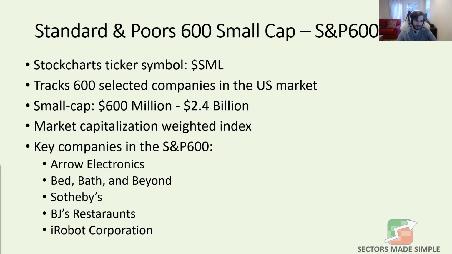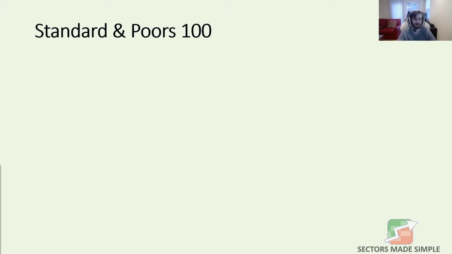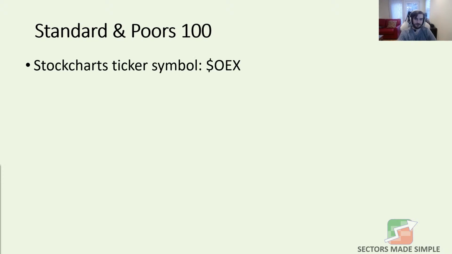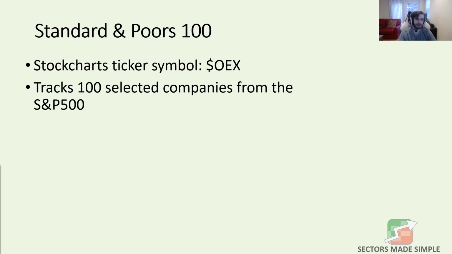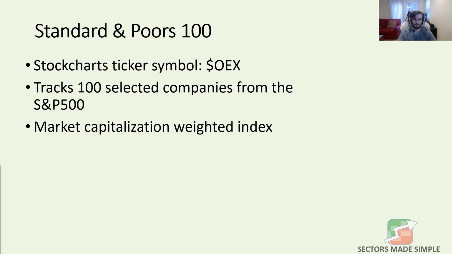Now, before we go beyond these main markets and these larger indices, we talked about the Nasdaq 100. I do want to mention the S&P 100. It's not as commonly looked at, but it is still important, and I'll show you why in one moment. For this one, the StockCharts ticker symbol is $OEX. And it, surprise, surprise, tracks 100 selected companies from the S&P 500. It's market capitalization weighted, but the reason why it's important is this.